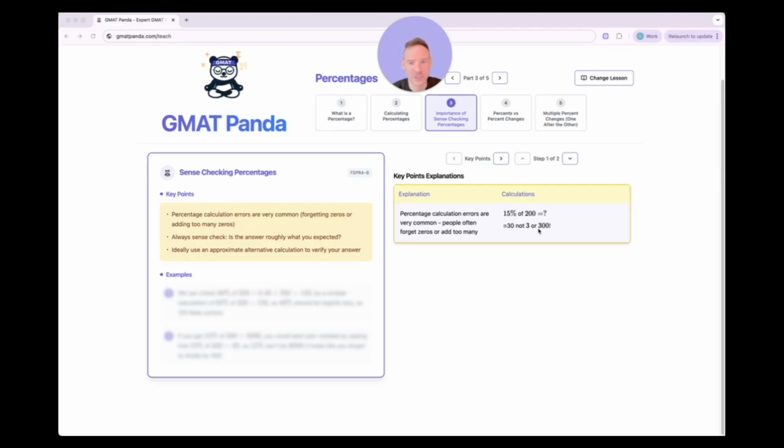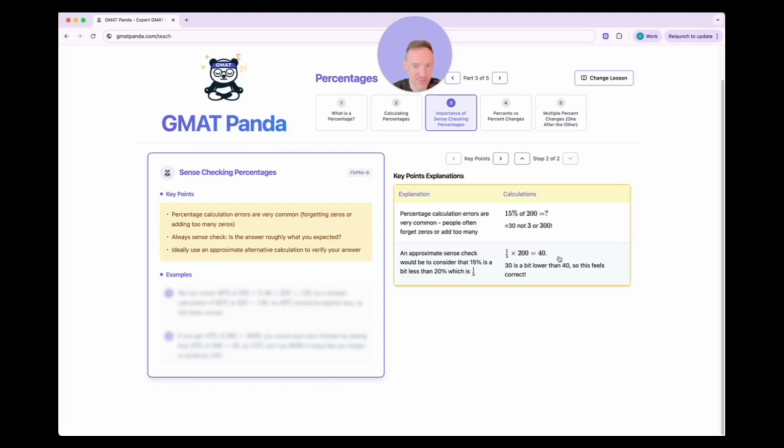Now, how could we sense check that quickly? Well, one way of doing it, and there's always multiple ways of doing it, is to think, okay, 15% is a little bit less than 20%. And 20%, some of you may know, or may know by the time they take the GMAT, is 1/5 of something. And calculating 1/5 of 200 is quite easy. That is 40.